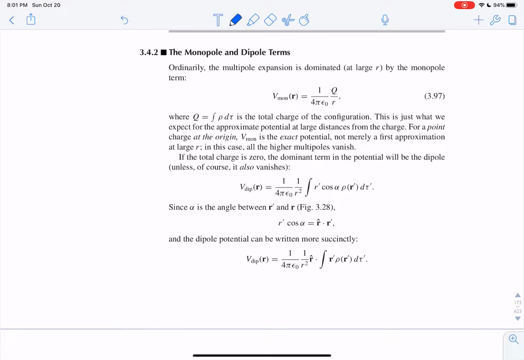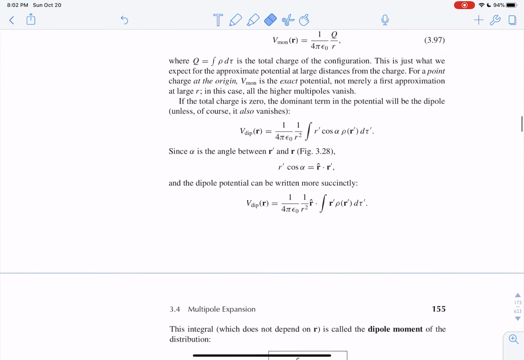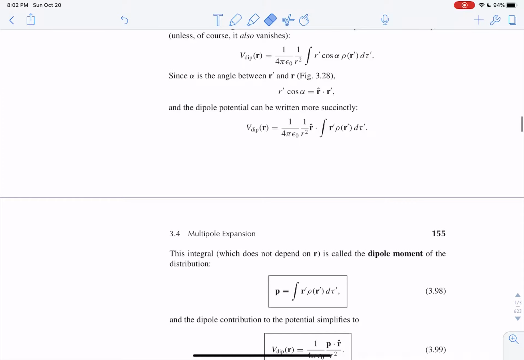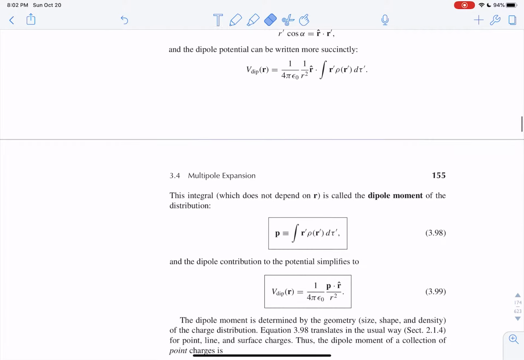And in this case, q is always the integral of the charge, so it's your total charge, okay? And the integral here is called the dipole moment. So if you integrate r times the charge density of r, this is called the dipole moment.